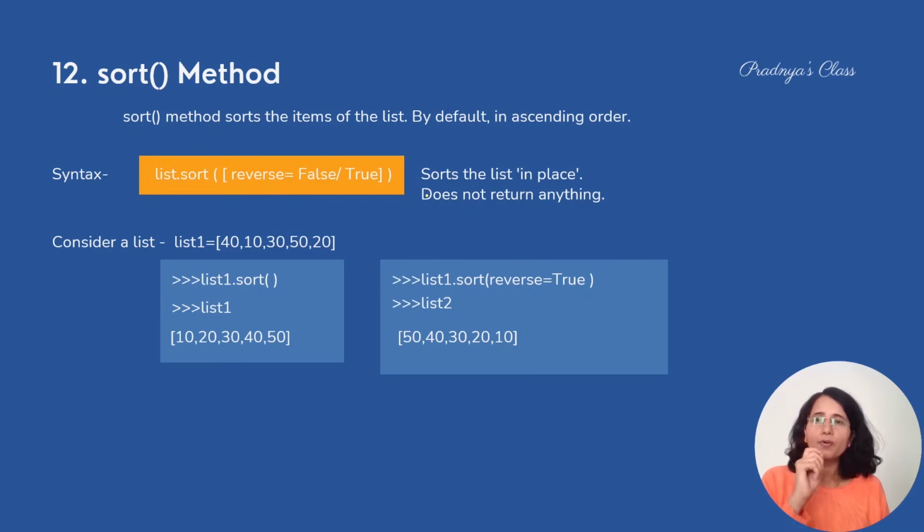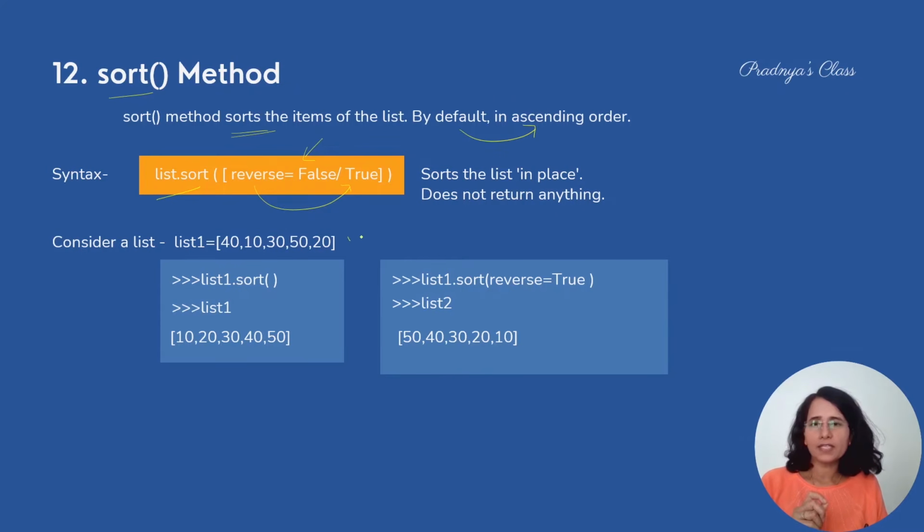There is one more important operation generally we can perform on any data structure, that is sorting. So for that we have the sort method which sorts the items. By default, it will sort in the ascending order. So here is the syntax. This parameter is optional. If you want to sort the list in descending order, you can write reverse equals true.